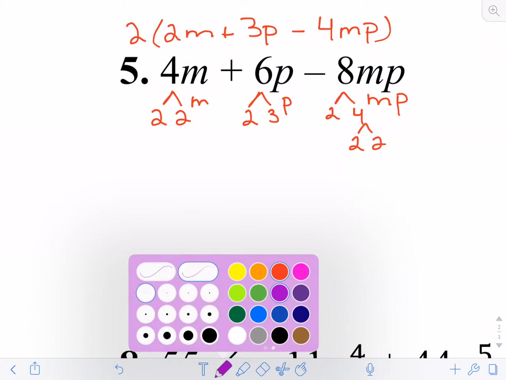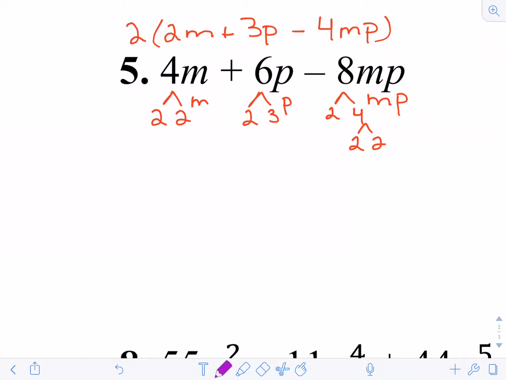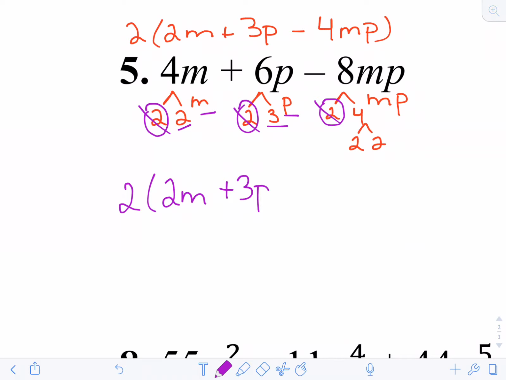Okay, so in order to pull something out, every single thing has to have it. So the 4 has a 2, the 6 has a 2, and the 8 has a 2. So I can pull that out. Okay, there's nothing else that each one of those things have in common that I can pull out. So what I'm left with here is a 2m. In the middle, I have a 3p. At the end, I have a minus 2 times 2 is 4, and I have mp together.